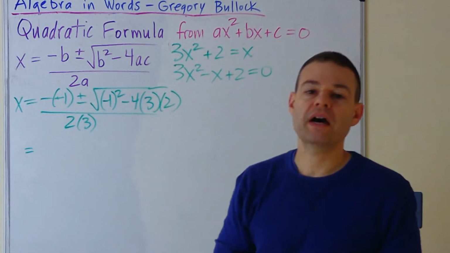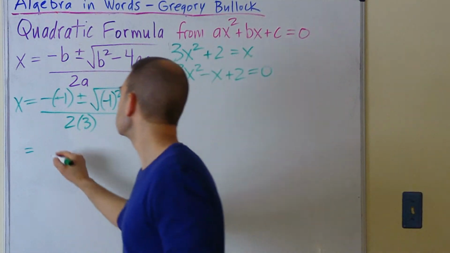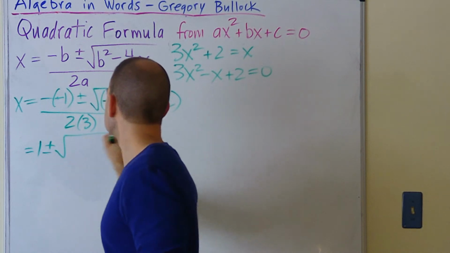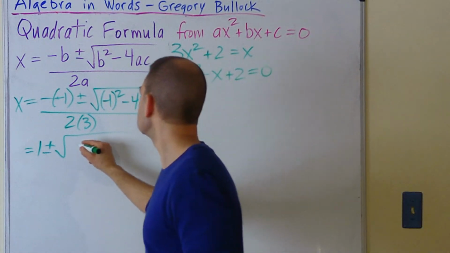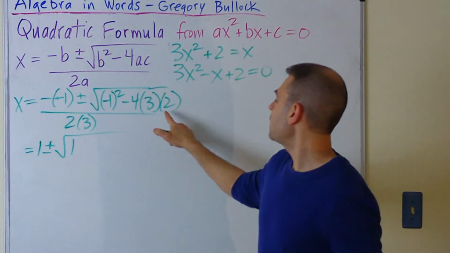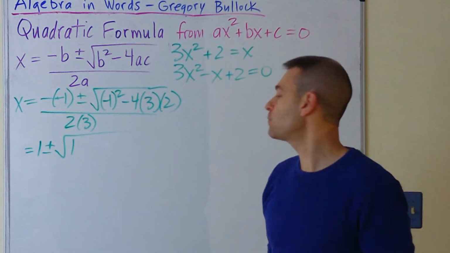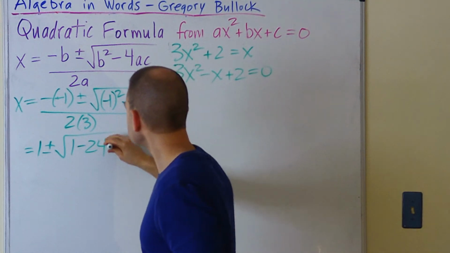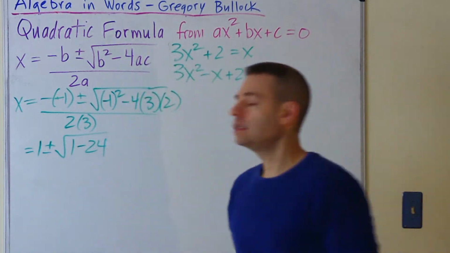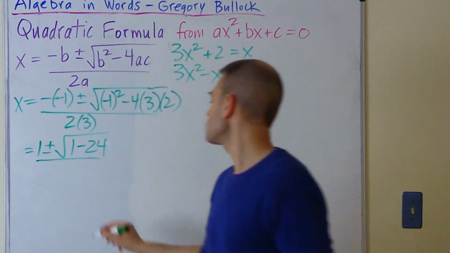And let's simplify going left to right. Negative of negative 1 is positive 1. Plus or minus, negative 1 squared is positive 1. And now we have 3 times 2 is 6, times negative 4 is negative 24. And let's put that over 2 times 3, which is 6.